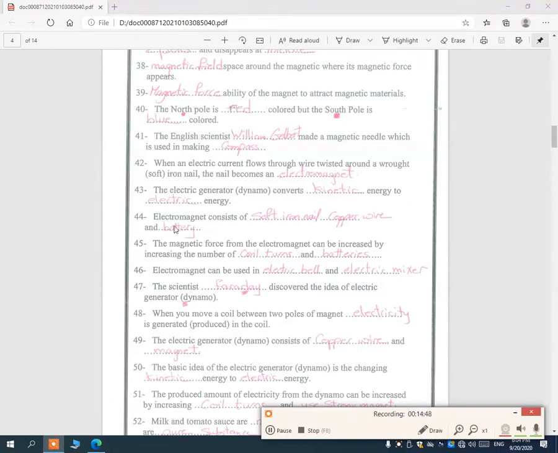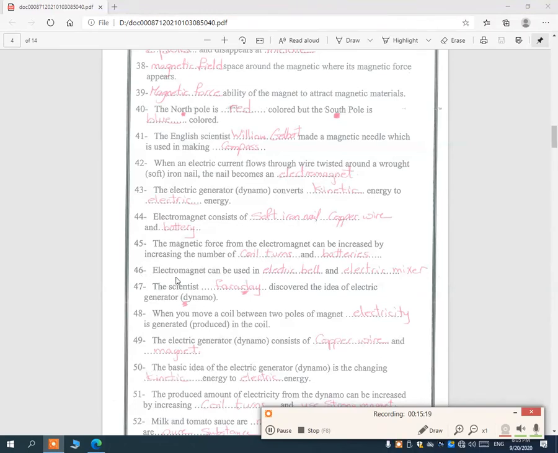44. Electromagnet consists of dots and dots and dots. Electromagnet consists of soft iron nail, copper wire, and battery. 45. The magnetic force from the electromagnet can be increased by increasing the number of dots and dots. We have to increase the number of coil turns and the number of batteries.